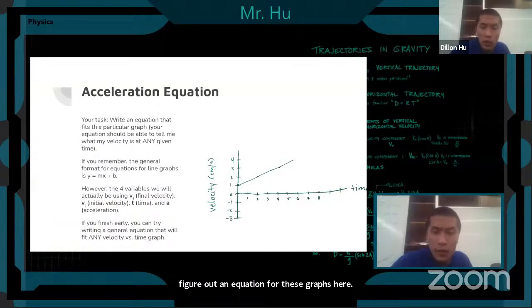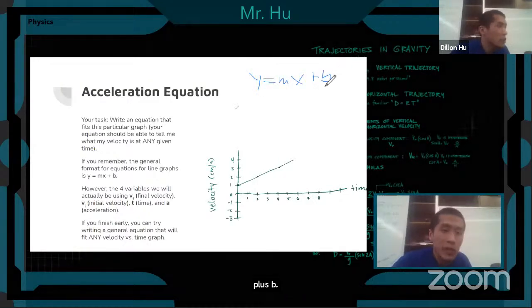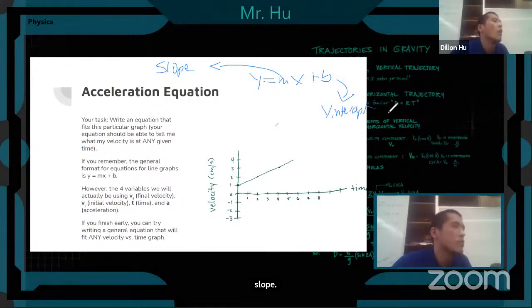Okay, so let's see if we can figure out an equation for these graphs here. In general, our equation format is y is equal to mx plus b. So what do these different things mean? Usually our m is our slope and our b is our y-intercept. And we want to replace these four variables with these ones.